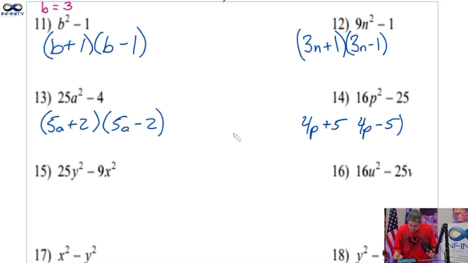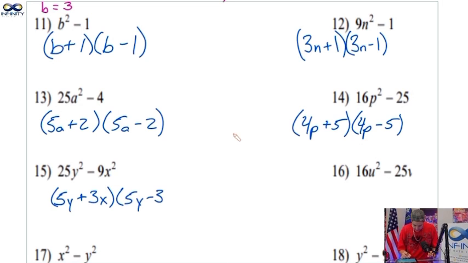The best way to get good at these kinds of math is by repetition, practicing. This one's a little bit more complicated, but it's the same thing. The square root of 25 is 5. The square root of y squared is y. Plus, the square root of 9 is 3. The square root of x squared is x. (5y plus 3x)(5y minus 3x).